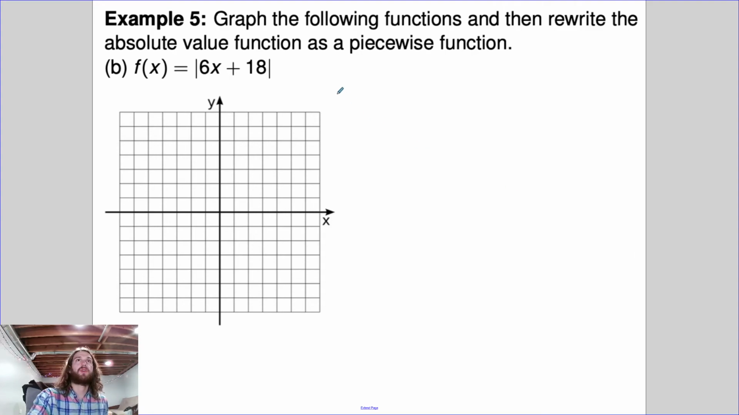All right, so for this one, before you try this on your own, I'm going to remind you that if you have one like this where the coefficient of x on the inside of the absolute value bars is not equal to 1, you first need to factor out and make that coefficient 1. You're going to factor out 6 in this case.